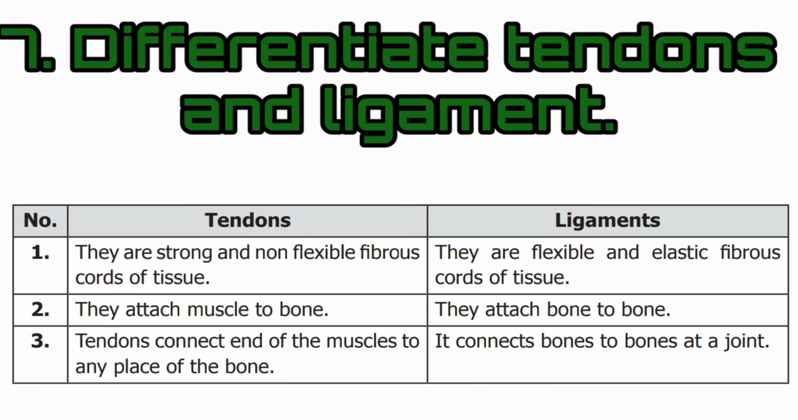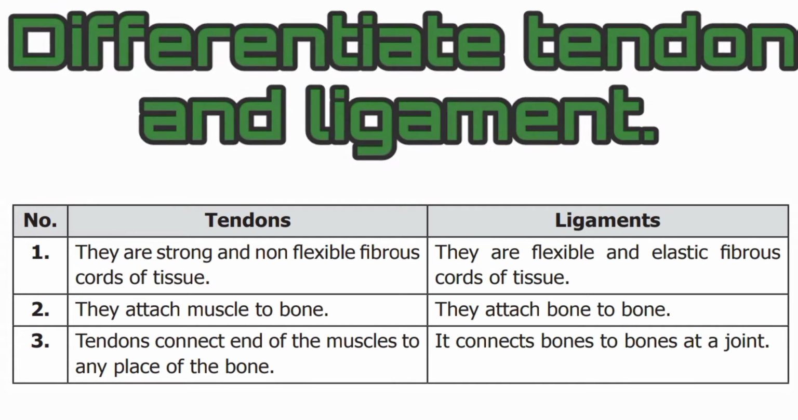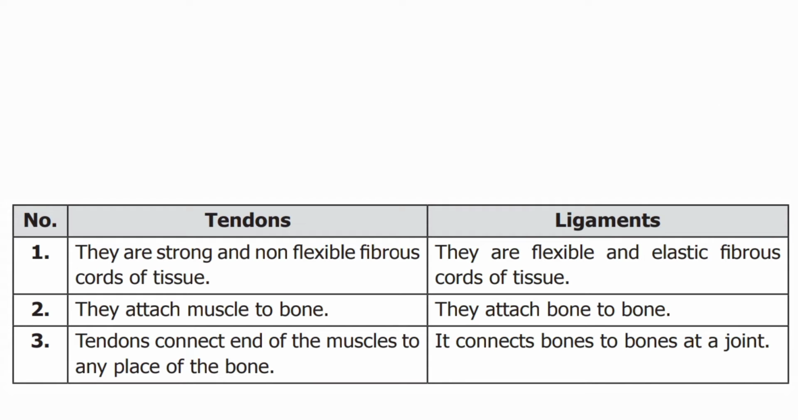Differentiate tendons and ligaments. Tendons are strong and non-flexible fibrous cords of tissue. Ligaments are flexible and elastic fibrous cords of tissue. Tendons attach muscle to bone. Ligaments attach bone to bone. Tendons connect the end of the muscles to any place of the bone. Ligaments connect bones to bones at a joint.